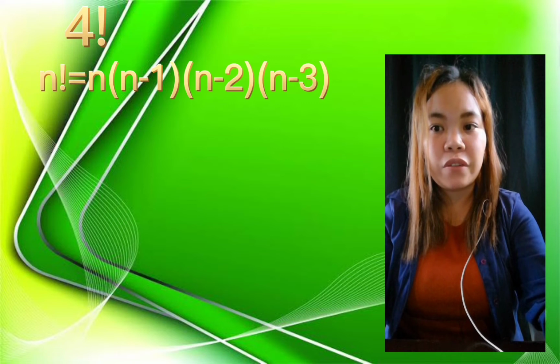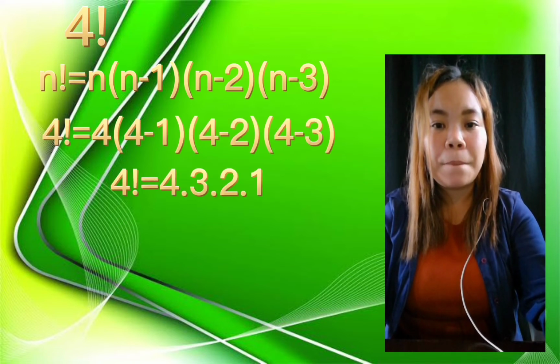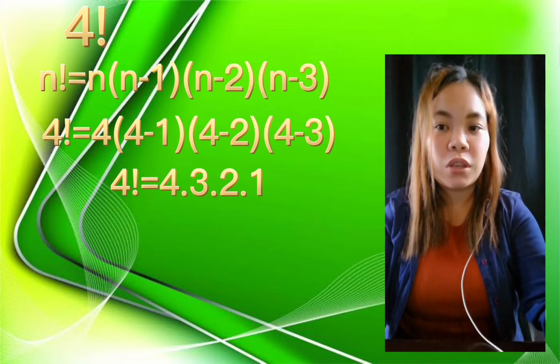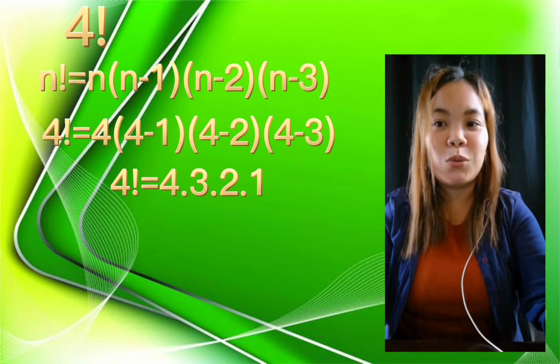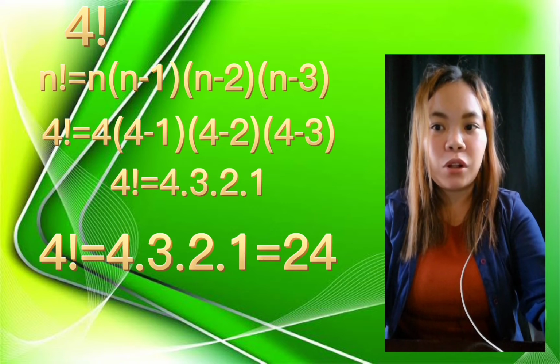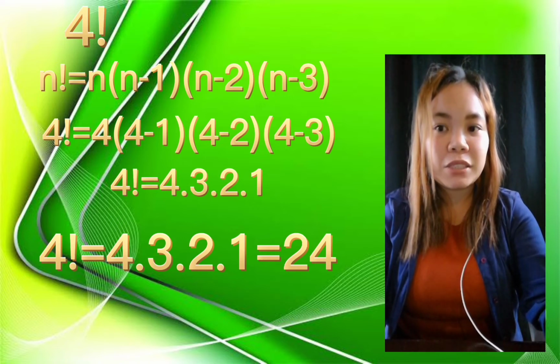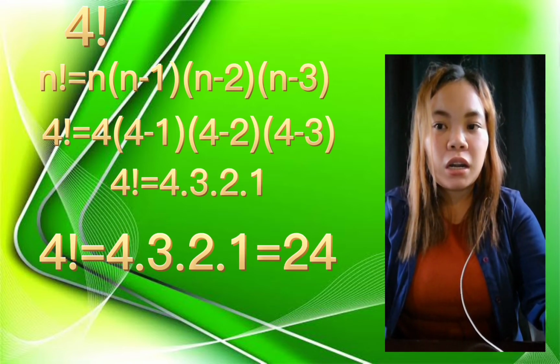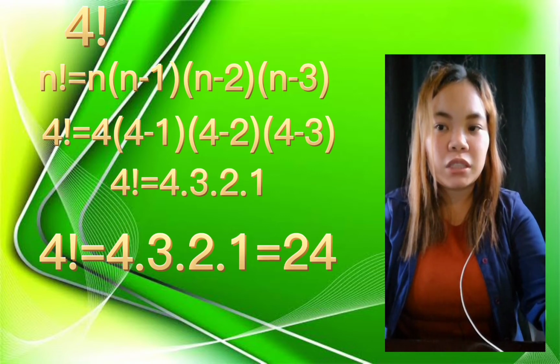Let's say we are to evaluate 4 factorial. The given is 4 factorial. 4 minus 1 is equal to 3. 4 minus 2 is equal to 2. So, write down 4, 3, 2, and 1. Let's apply the multiplication. 4 times 3 times 2 times 1 is equal to 24. So, our factorial of 4 is 24.